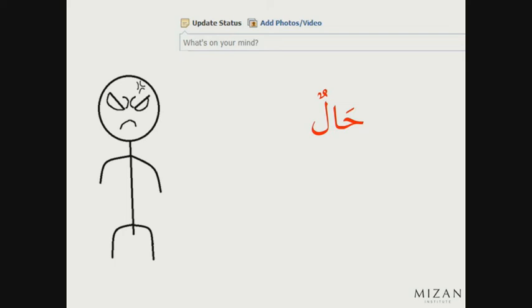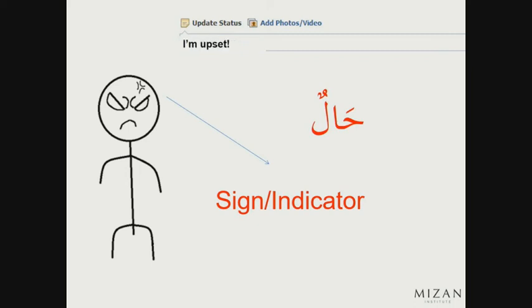Anyway, the point is that you look for a sign. And the sign tells you what his hal is. So his sign there is his frown. So we can come to the assumption that he is upset. So you can go to Facebook and say, I'm upset. Okay, post. Because you have to share emotions every half an hour. It's part of what's done nowadays. So there's two things, right? There's the indicator and there's a hal.